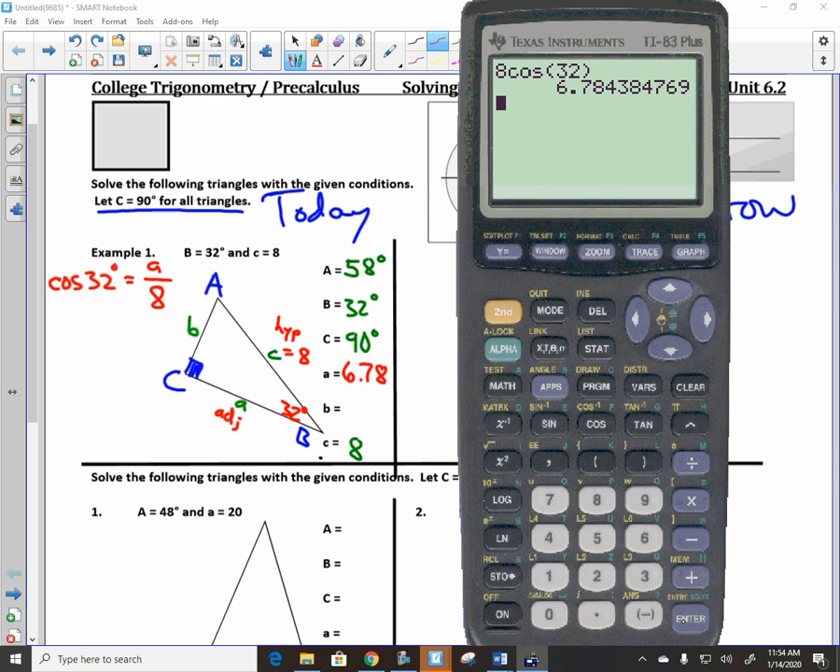Anybody know how I can find side B? You could use the Pythagorean theorem. I'm going to use that as a check for my answers, you're going to see. I'm going to choose to use another function. This is the opposite, and that's the hypotenuse. I'm going to choose to use the sine of 32 is equal to B over 8. So if I do 8 times the sine of 32, I get 4.24.